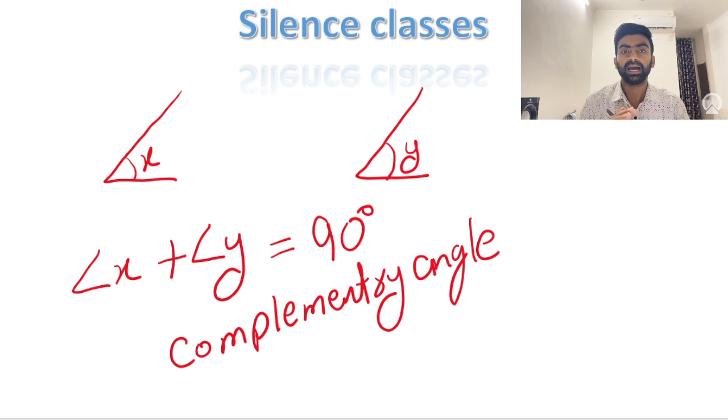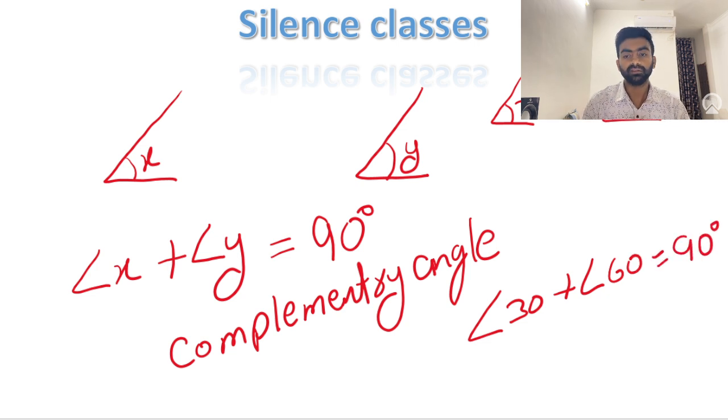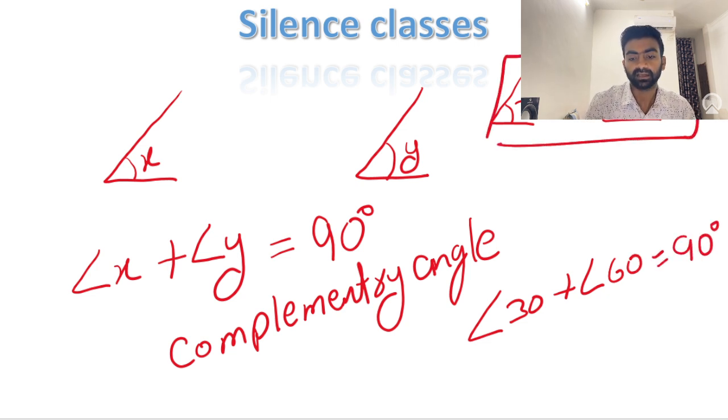Means if we add x and y, like if we take this angle of 30 degree and this angle of 60 degree, if we add angle 30 plus angle 60, it will come 90. This means the sum of these two angles are complementary angles. Means the sum should be 90 degree.